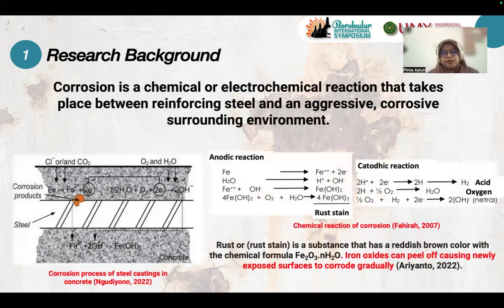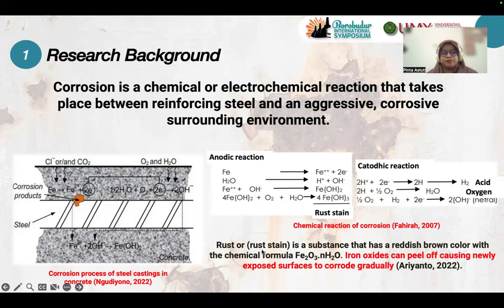Also, corrosion is one of the causes of concrete degradation. Corrosion is a chemical or electrochemical reaction that takes place between reinforcing steel and an aggressive corrosive surrounding environment. This is the illustration of the corrosion process on the steel reinforcement inside the concrete, and here are the anodic and cathodic reaction processes that result in rust stain.